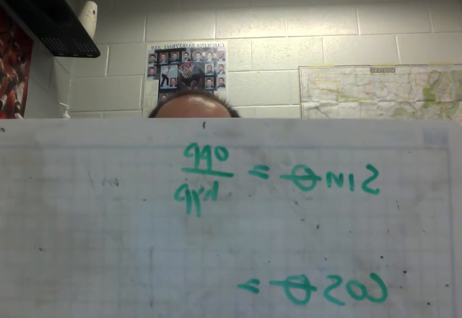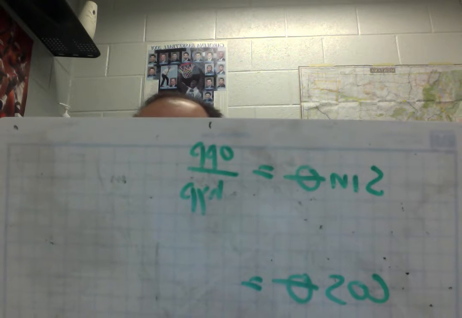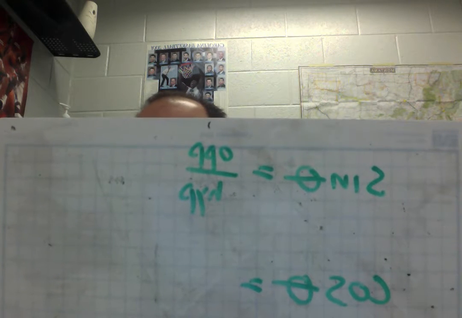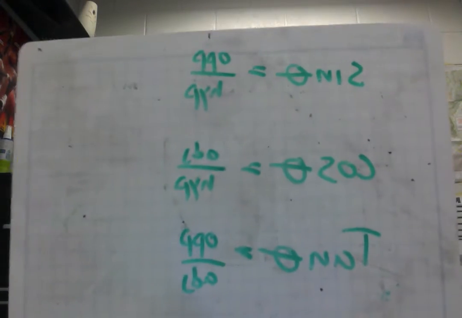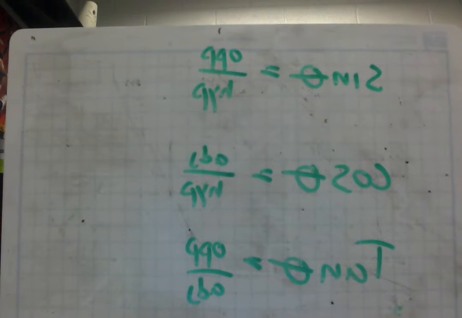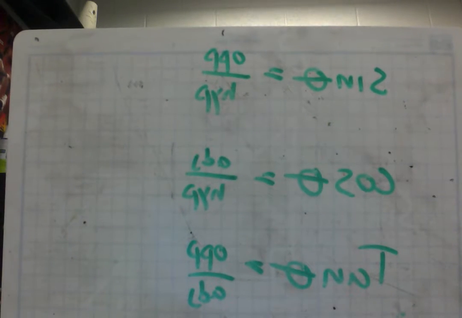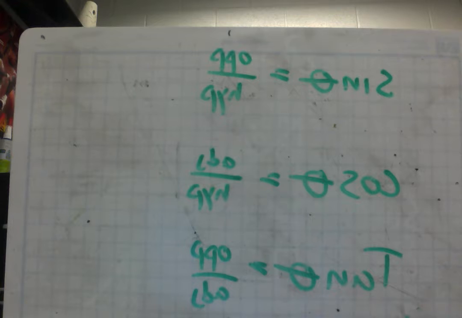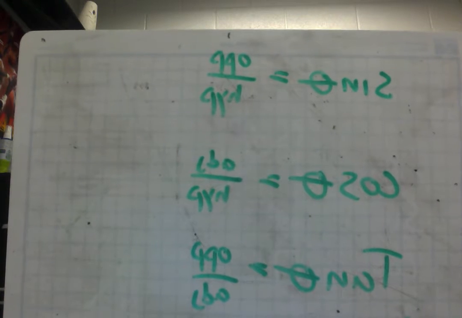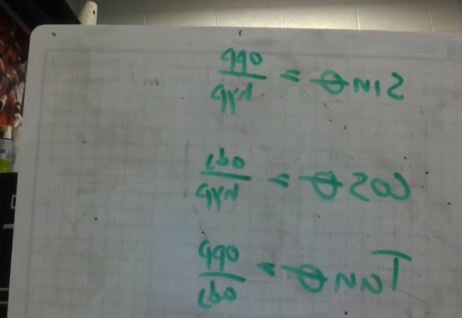So this is where we have to know those sides. Okay, so we've got to be able to label the sides correctly. That way we can put them into the correct equation. So sine is opposite over hypotenuse, cosine is adjacent over hypotenuse, and tangent is opposite over adjacent.